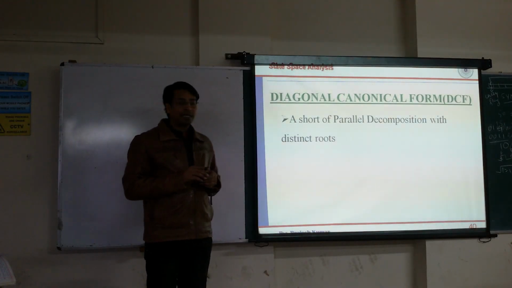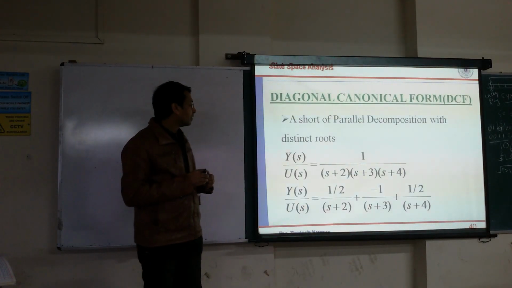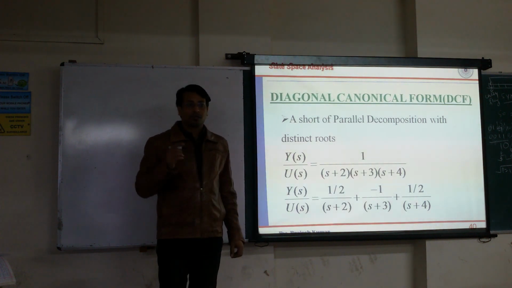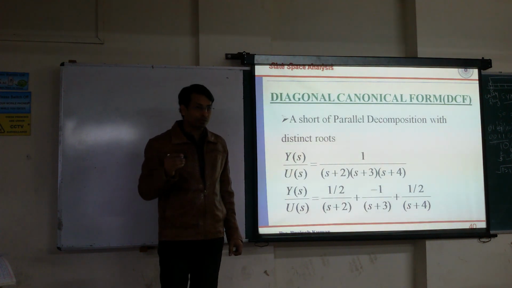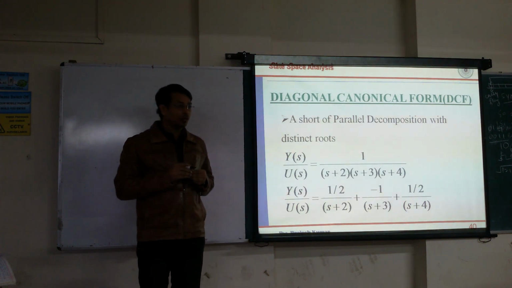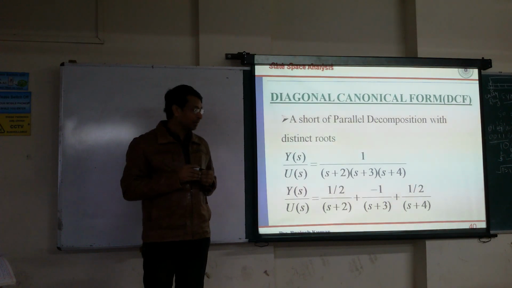Start diagonal canonical form, that is a DCF. It is a sort of parallel decomposition with no repeated poles. Okay. Before moving to the general case, we would like to start with a simple example.